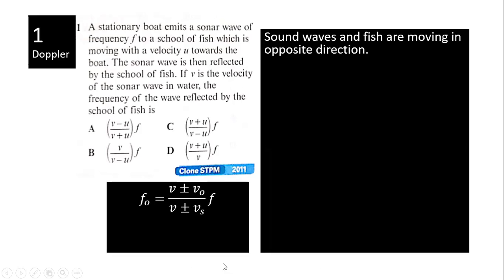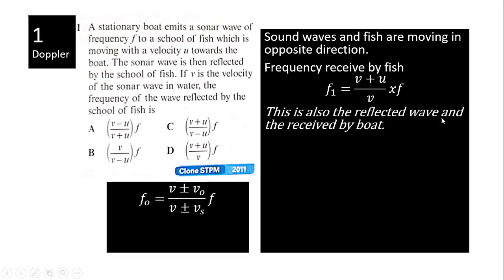Remember this formula. Sound wave and fish are moving in opposite directions. The fish is moving towards the boat, and the sound wave is moving towards the fish, so they are moving in opposite directions. That's the frequency received by the fish. We just choose a positive sign there. This is also the reflected frequency, received by the boat.